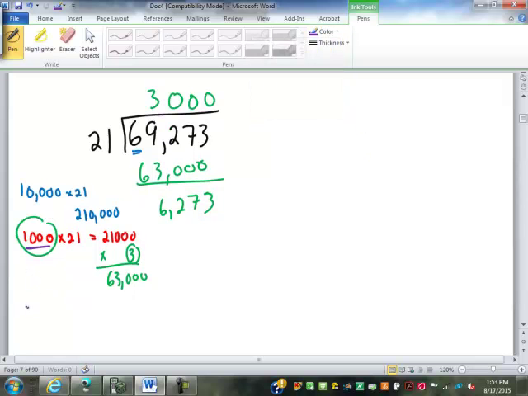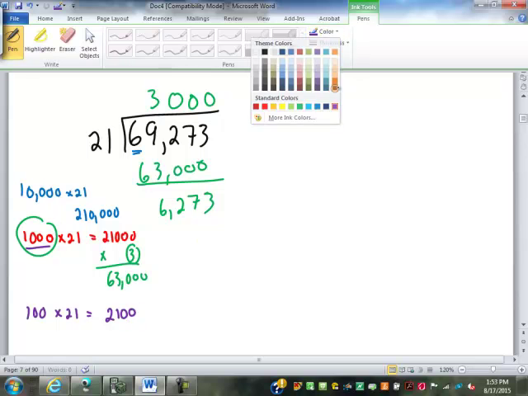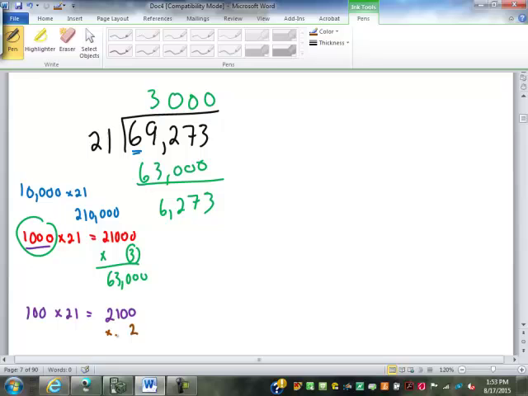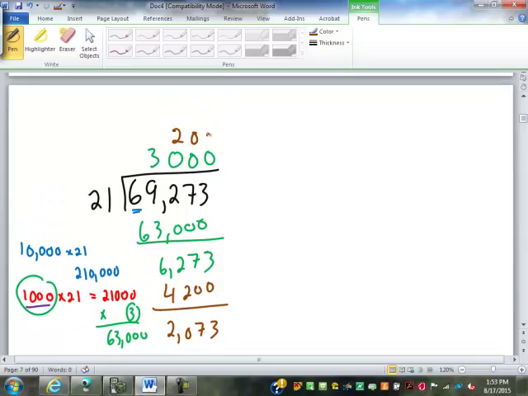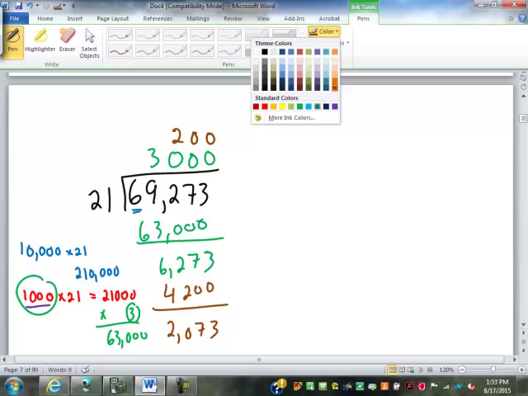After thousands, it would be hundreds. 100 times 21 is 2,100. Can I subtract that? Yep. Not quite 3 times, right? Just twice. That's going to be 4,200, which is going to give me 2,073. But how many times did I just subtract the 21? 100 times 2, or 200. So I just subtracted 200 more 21s.